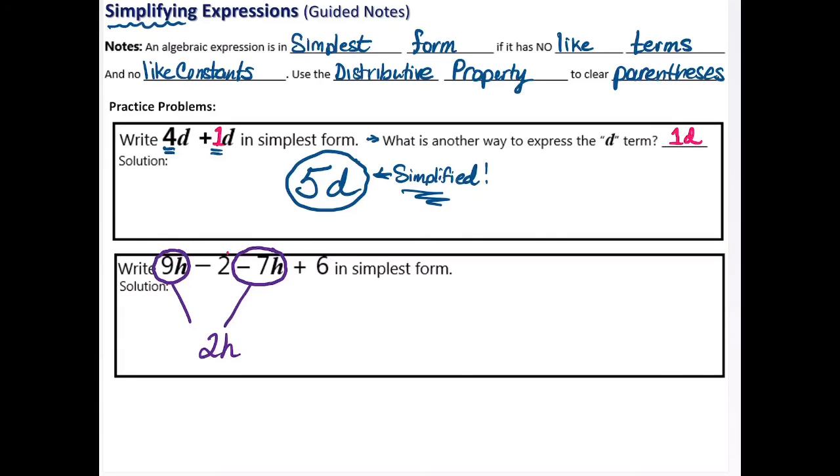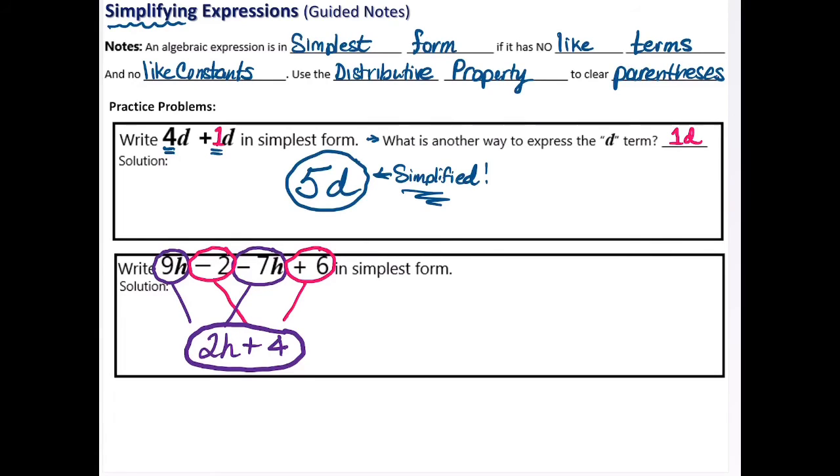And then we're going to add constants with other constants. Those are considered like terms as well. So you have negative 2 plus 6. Negative 2 plus 6 makes 4. So then we're going to write plus 4. And then that is it. You are through with that problem.